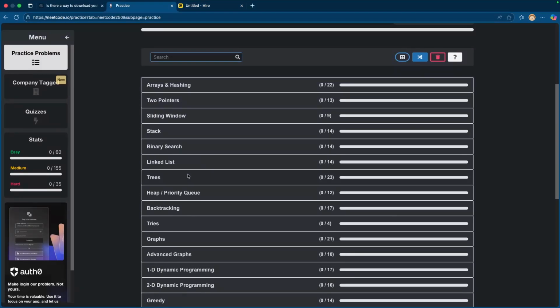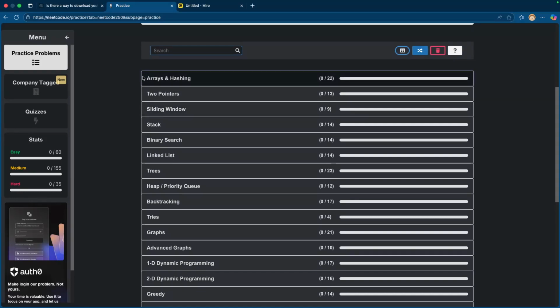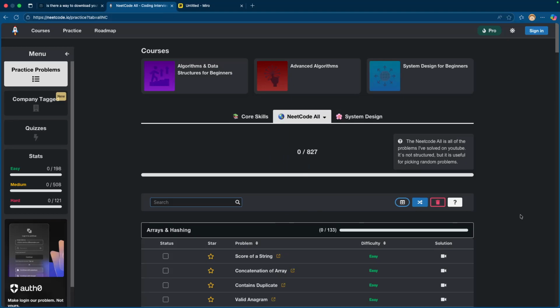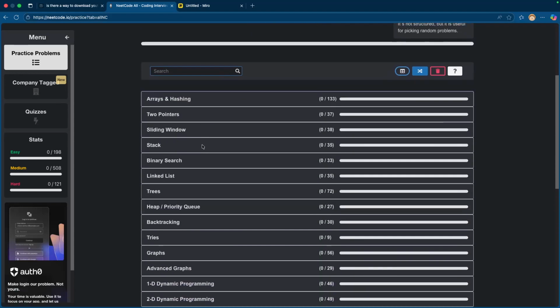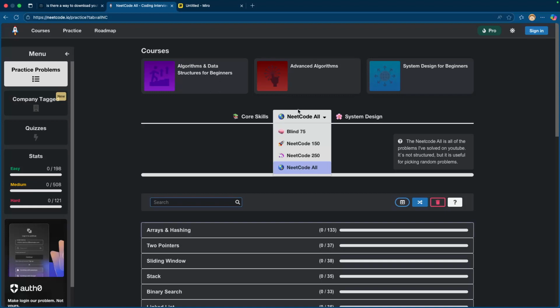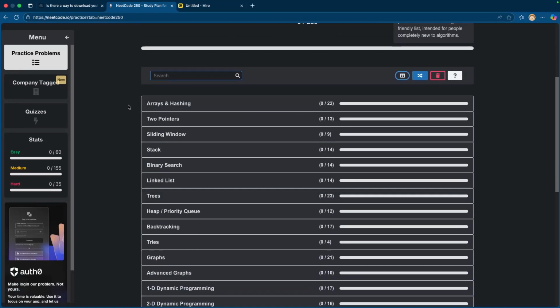We're going to go pattern wise. If you look at the first topic, arrays and hashing, we're going to cover all the topics over here. There are multiple lists: Blind 75, NeetCode 150, NeetCode 250, NeetCode All. NeetCode All would have been done, but that's a huge amount of questions, 827. So we're going to stick with NeetCode 250.